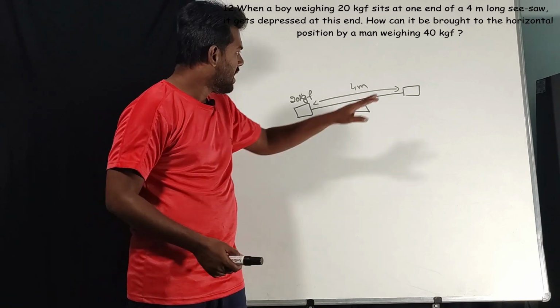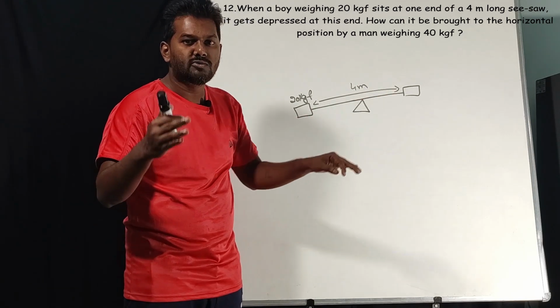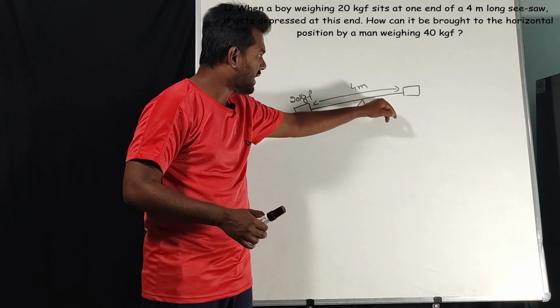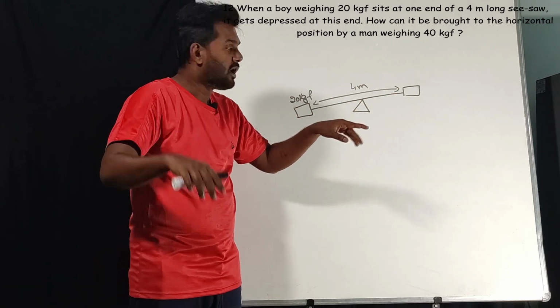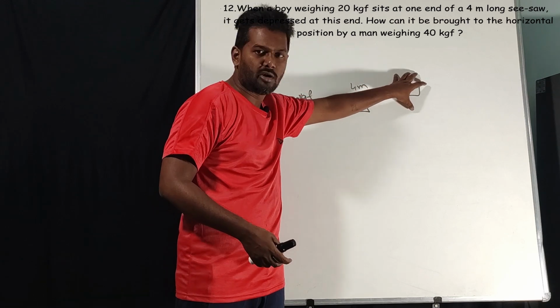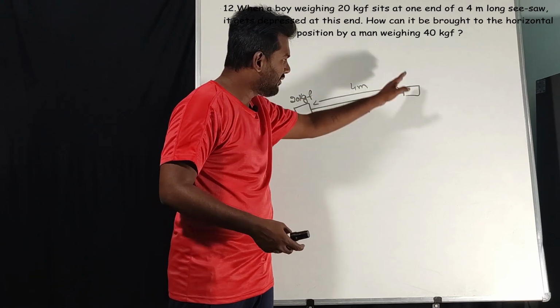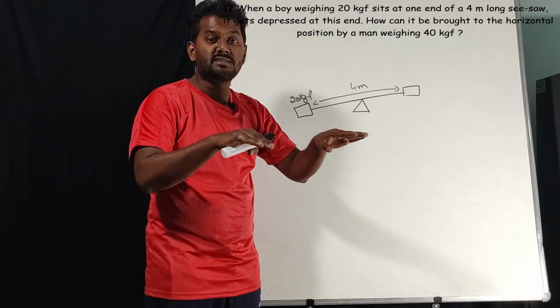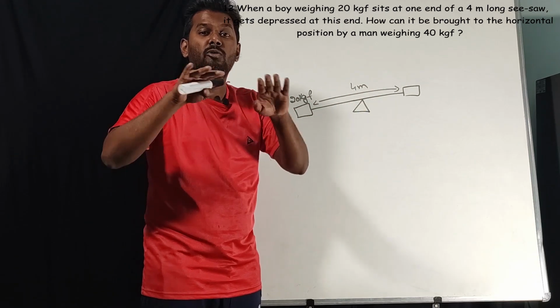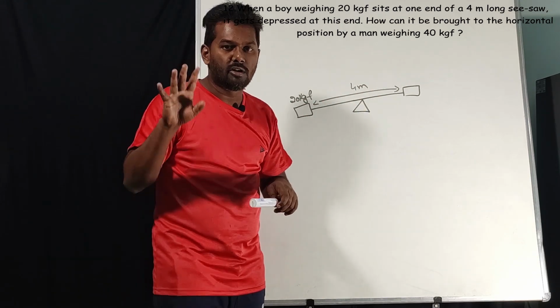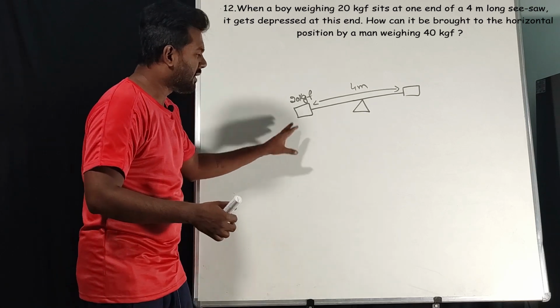Now they are asking, they are going to make the man who is weighing 40 kgf sit somewhere here, and it has to be balanced. It is not like you make the man sit here and it will depress that side, correct? They are asking how to make it horizontal, balanced, in equilibrium. Very simple, the same logic, principle of moments.